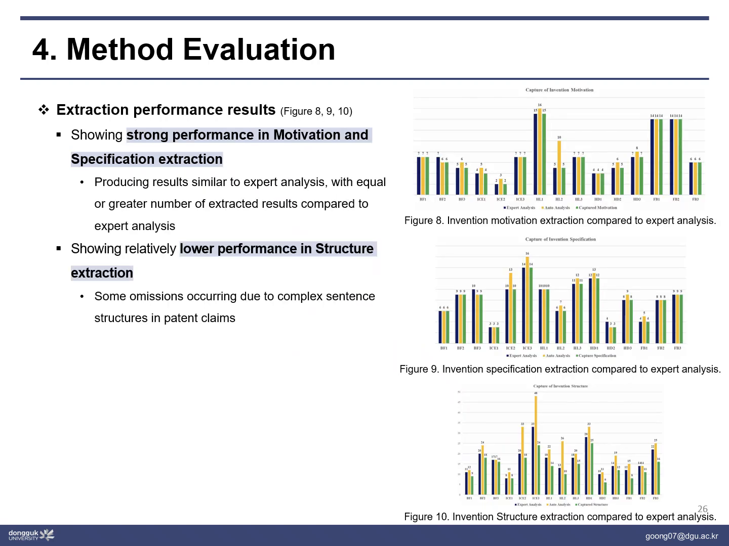As a result of examining the extraction performance, the performance of motivation and specification extraction is good. It showed results similar to expert analysis. However, the performance of structure extraction is relatively low. This is expected to be due to the complex sentence structure of patent claims.